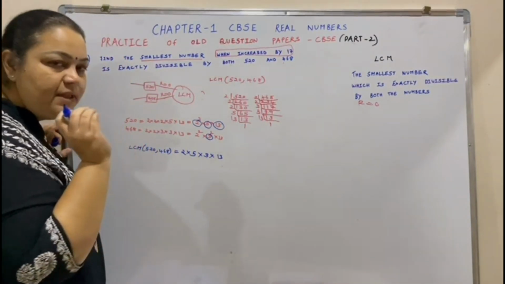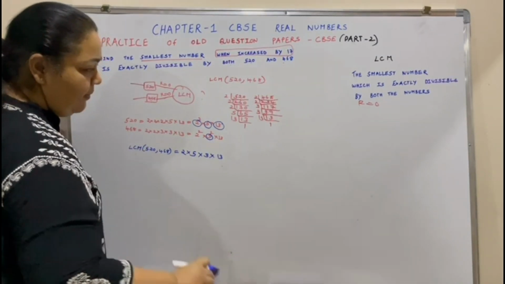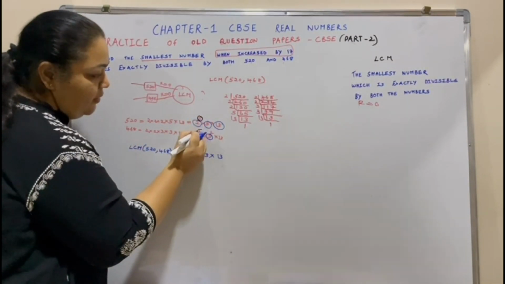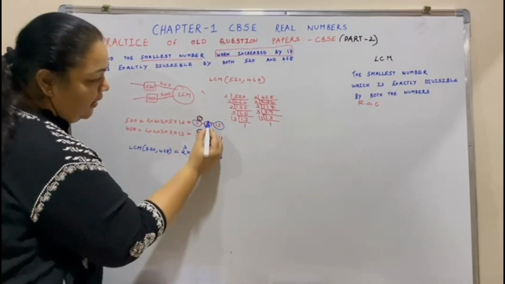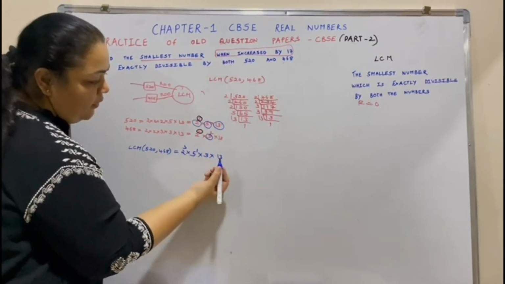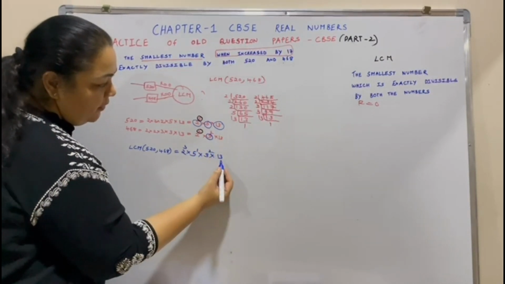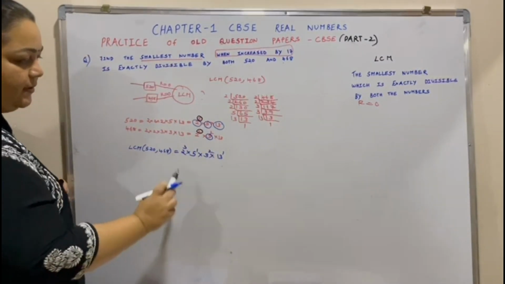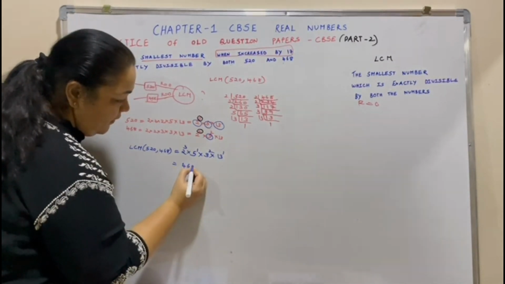Okay. Now which is the highest power? In 2, when you compare the powers, which is the highest power? 3 is the highest power, so write 3. In 5 only 1 is there, so 1. And in 3, only 2 is there, so write 2. And 13, 1 is there. Okay. So this is the answer for LCM. So LCM will be around 4680 when we multiply.